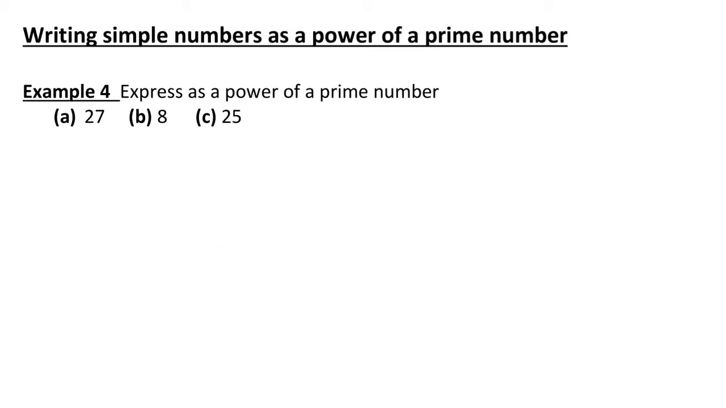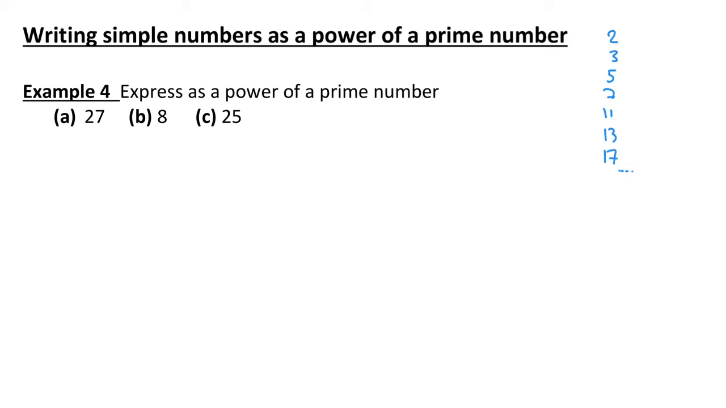Writing simple numbers as a power of a prime number. So what we're going to have is we want a prime number. The prime numbers we should be familiar with by now: 2, 3, 5, 7, 11, 13, 17, and so on. A prime number is a number with only 2 factors. So we want to express simple numbers as a power of a prime number.